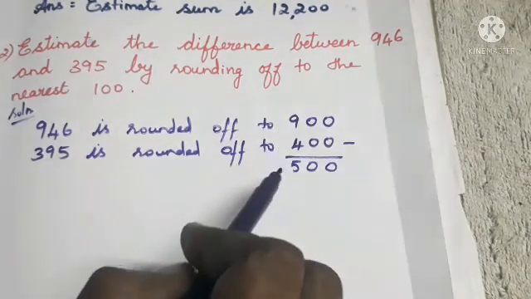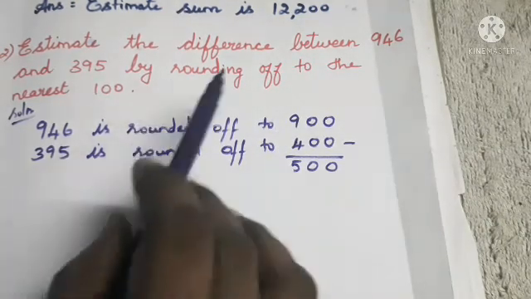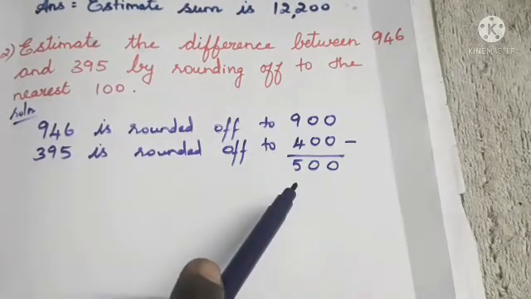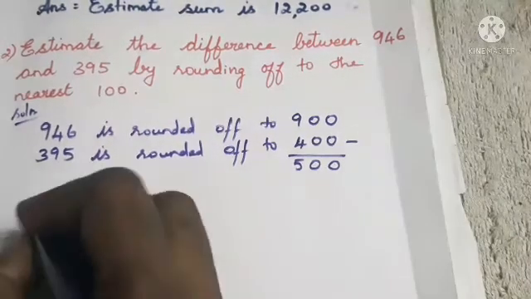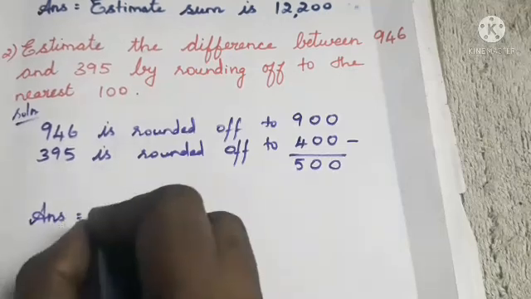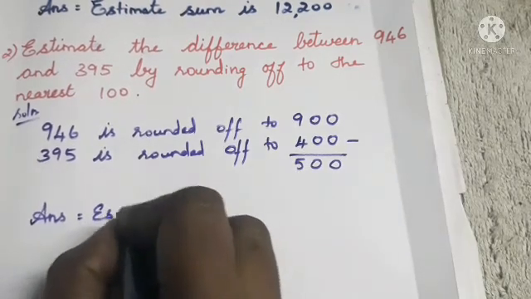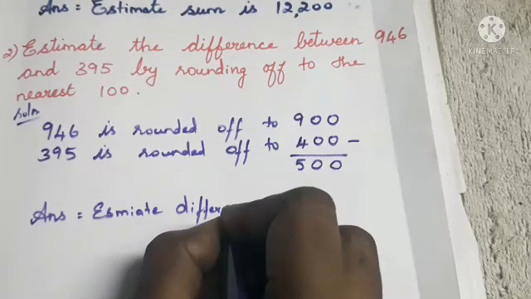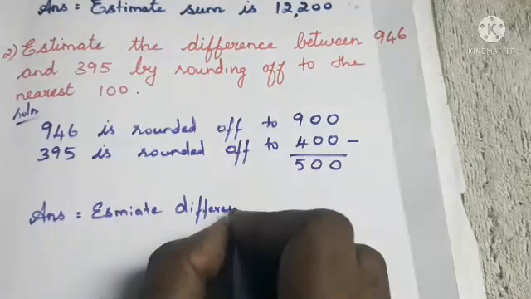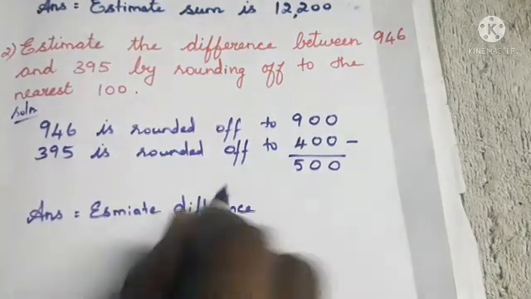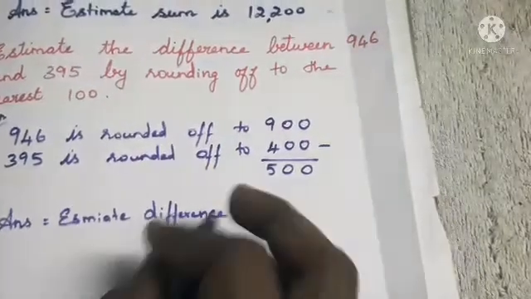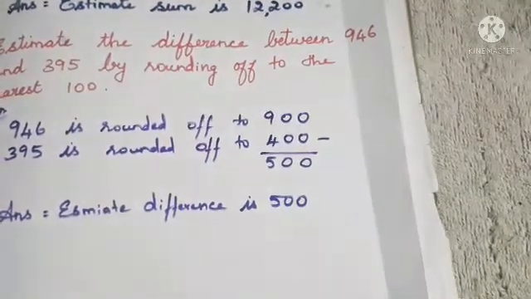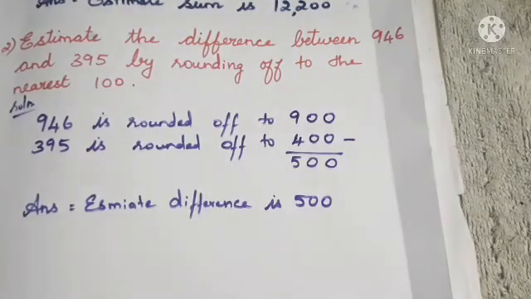So our estimate value is what, ma? 500. If you subtract 946 and 395, the estimate value is 500. So we can write the answer is equal to the estimate difference. In the first question we wrote sum, because they asked to find the sum. But here they asked to find the difference. So the estimate difference is 500. Okay, understood this? Next we can move on to the next problem.